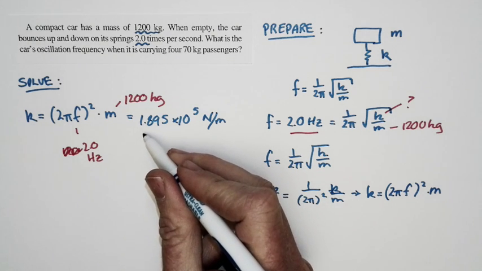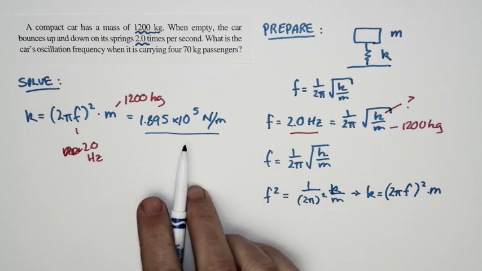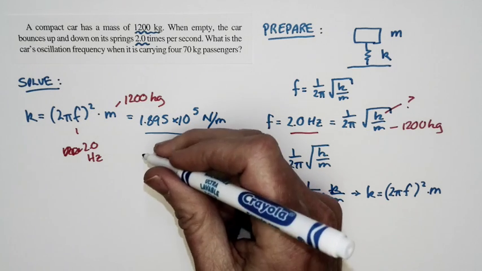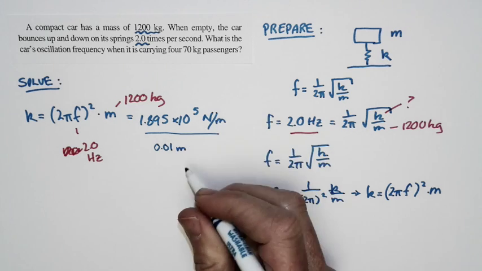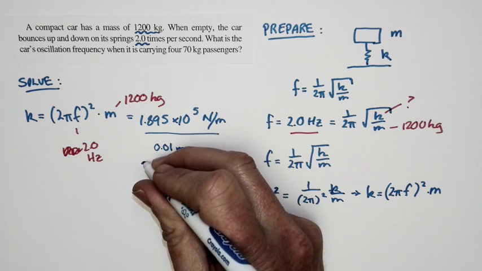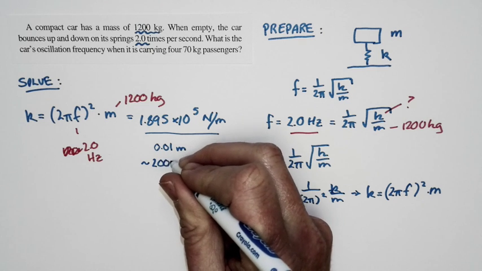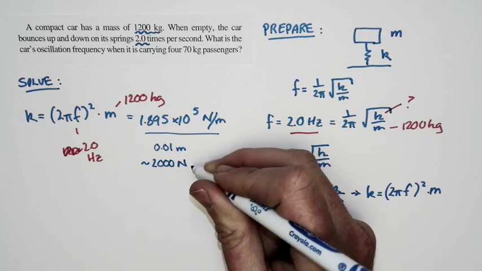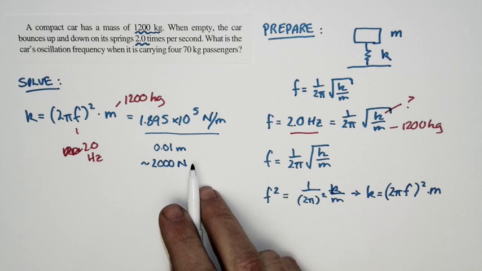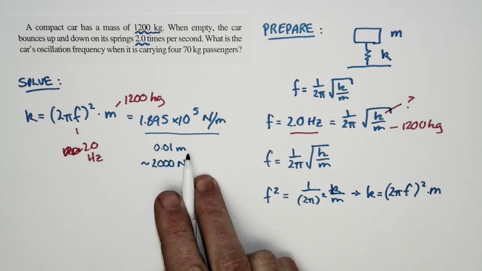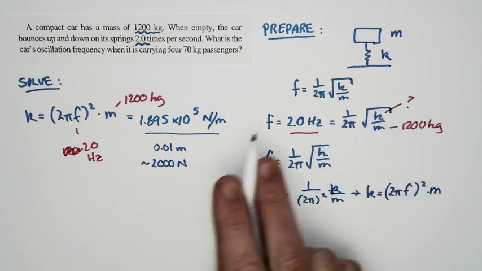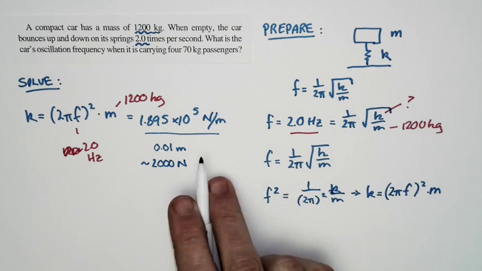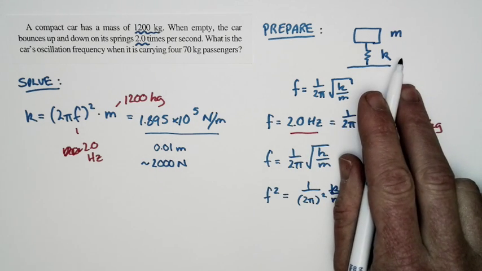But let's do an assessment of this number. This number right here is big. That is a very stiff spring. That's saying if I compress the spring by 0.01 meters or 1 centimeter, I end up with a force of about 2,000 newtons, which is a force of about 400 pounds. So what you're saying is push your car down by a centimeter, it pushes back by 400 pounds. That makes sense. You want the springs on your car to be pretty stiff, okay? So that number seems reasonable.